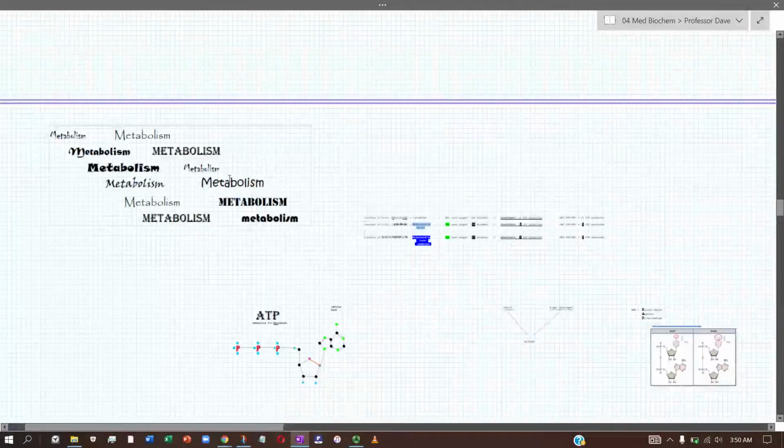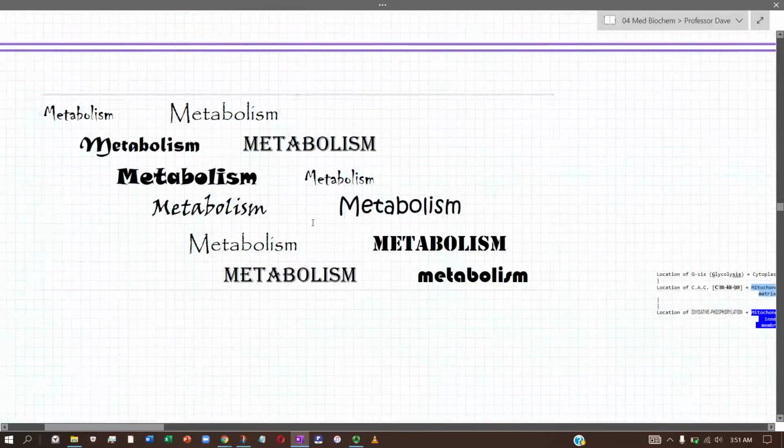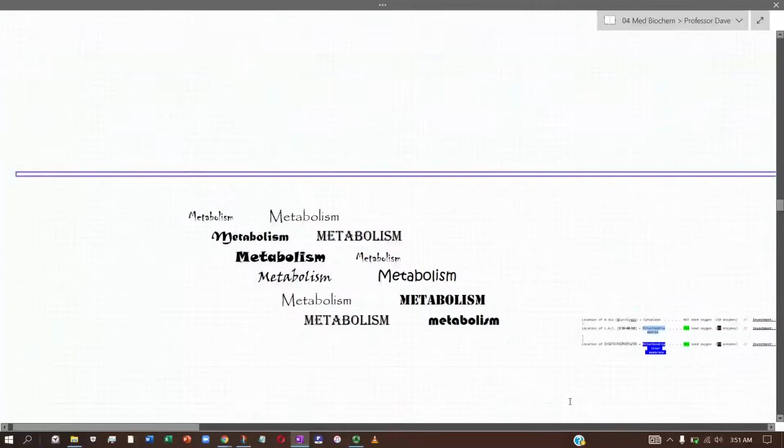Finally, here we are at what will definitely be important during this course: metabolism, metabolism, metabolism.